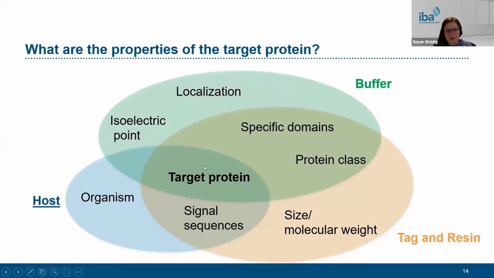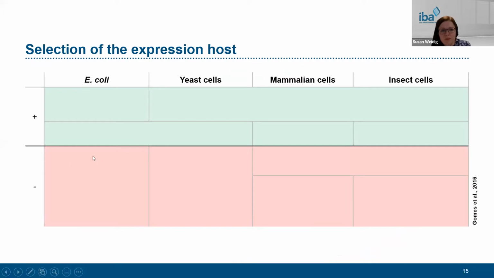So in the next slides, I will focus on each circle, and we will start with the first circle, the expression host. The most commonly used expression hosts are E. coli, yeast cells, mammalian cells, and insect cells. E. coli is a prokaryotic host, and yeast cells, mammalian cells, and insect cells are eukaryotic hosts.